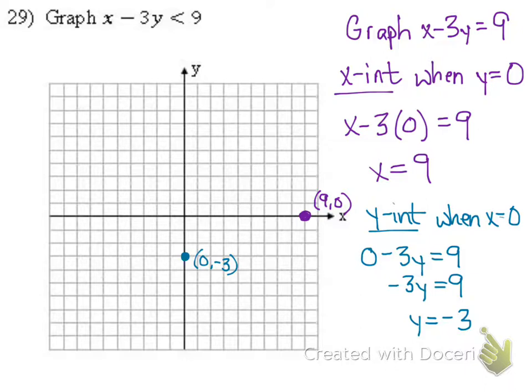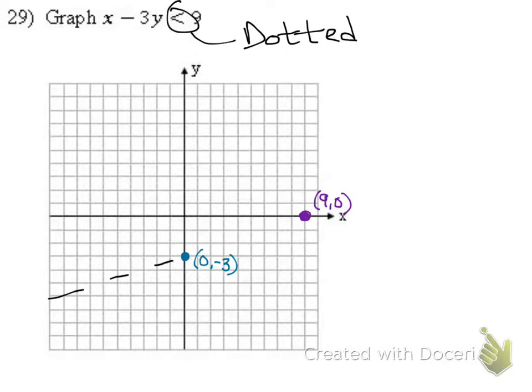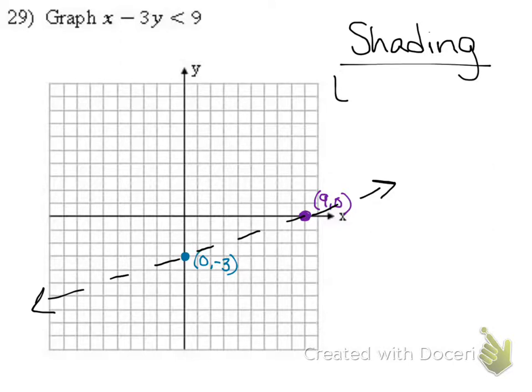Now we need to determine what type of line to use. The inequality symbol has no line underneath it. It's only greater or less than, it's not equal to, and so we'll use a dotted line to connect those two points. And now we need to figure out what side to shade.